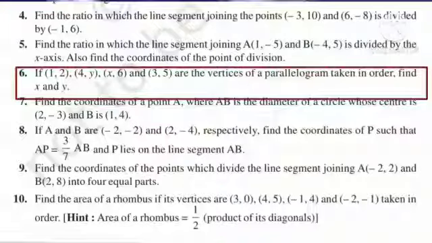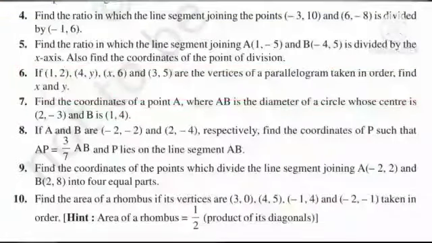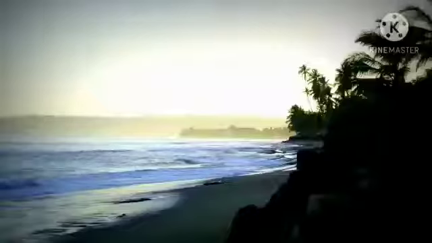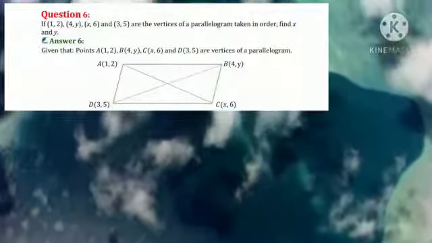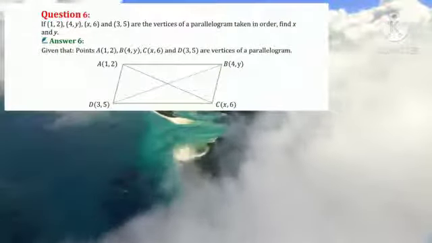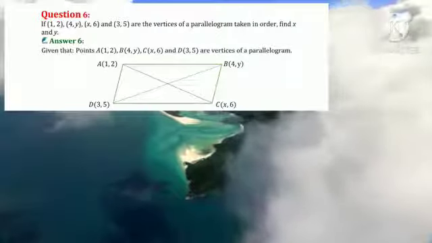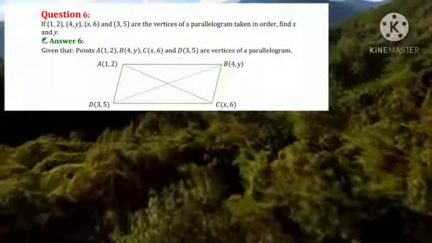If (1, 2), (4, y), (x, 6) and (3, 5) are the vertices of a parallelogram taken in order, find the values of x and y. Let us consider a parallelogram ABCD in which the coordinates of A are 1 and 2, B is 4 and y, C is x and 6, and the coordinates of D are 3 and 5.